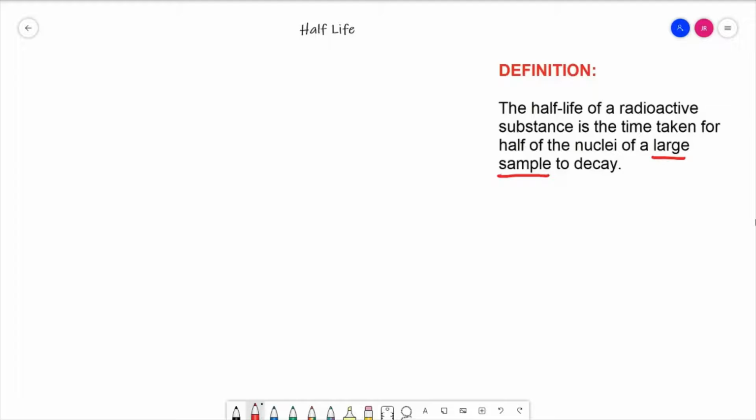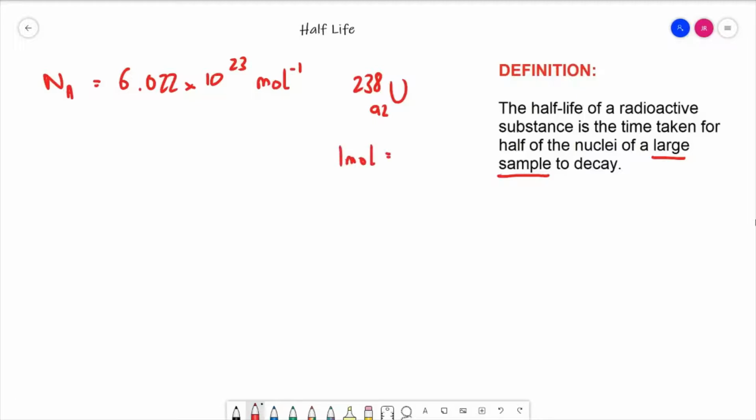Now, the good news when we're talking about radioactive substances is a lot of the time we're dealing with extremely large numbers. For those of you that do chemistry, you'll know that Avogadro's number is 6.022 times 10 to the 23 per mole. So what that means is that if we have 1 mole of a substance, it contains approximately 6 times 10 to the 23 nuclei or atoms in 1 mole of that substance. Now, of course, if we're dealing with something like uranium-238, 1 mole will be roughly 238 grams.